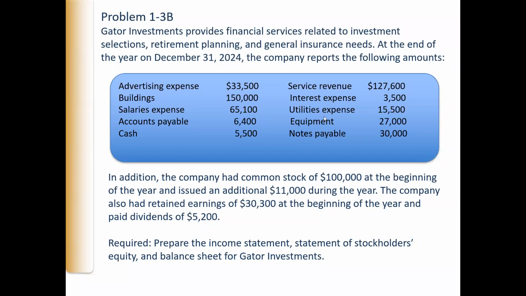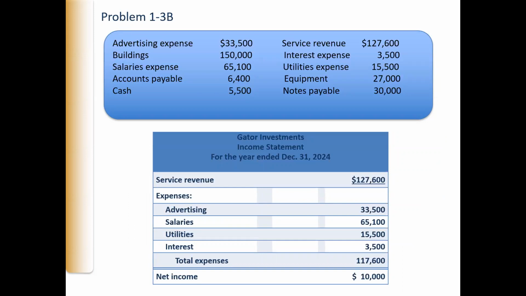Okay, so let's look at the income statement. Remember, the income statement includes categories of revenues minus expenses. So we'll take the accounts for revenues and for expenses only. So you'll see service revenue of $127,600 and the expenses: advertising expense, salaries expense, utilities expense, and interest expense. Total $117,600. So the net income would be $10,000. Did anyone get that? Is that making sense? Yeah, it is.